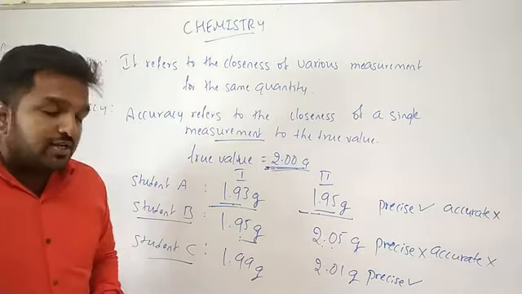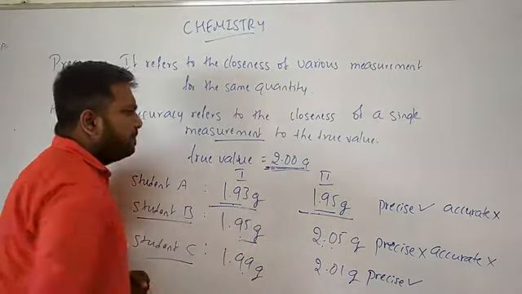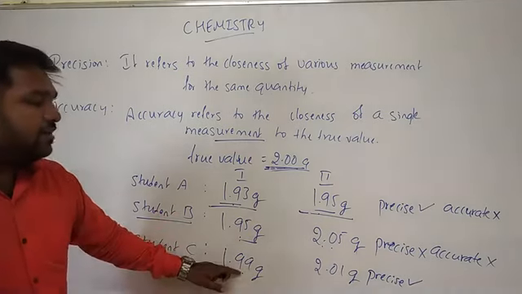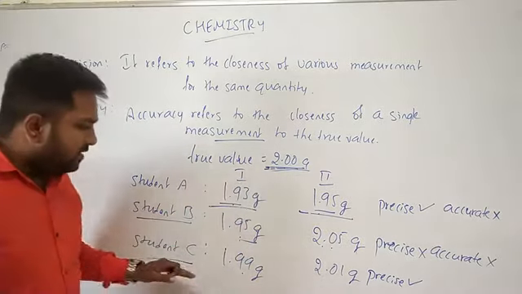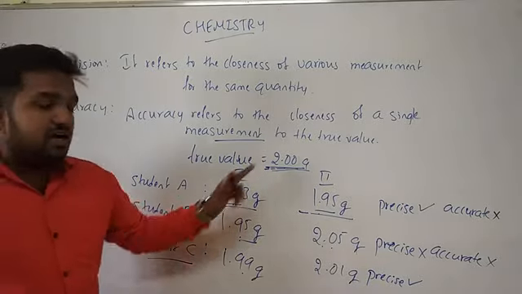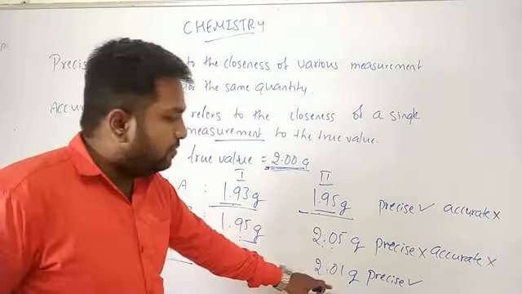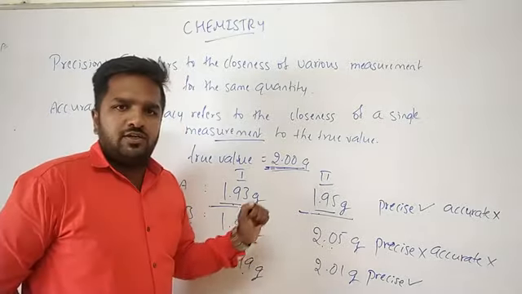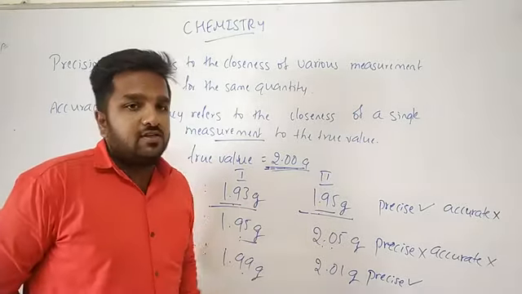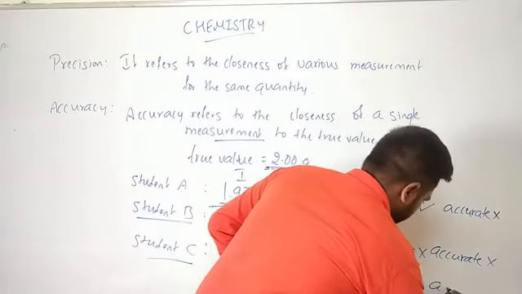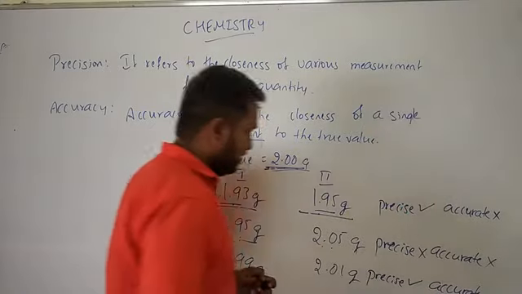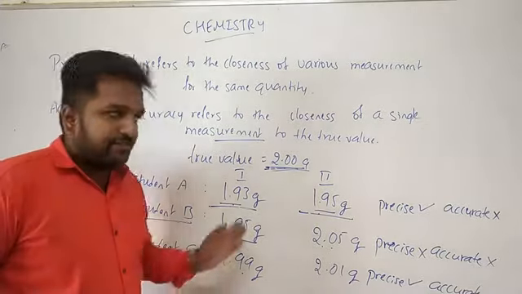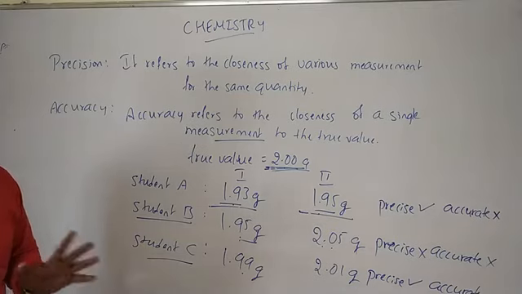Whereas if you check for accuracy, 1.99 grams, 2.00 grams, yes, this is almost accurate, because it is close to the true value. So the first trial result of student C is accurate. In the second trial also, 2.01 grams is very close to the true value, that is 2.00 grams. So the second trial value is also accurate. So we can say that the experimental results of student C's first and second trials are both precise and accurate.